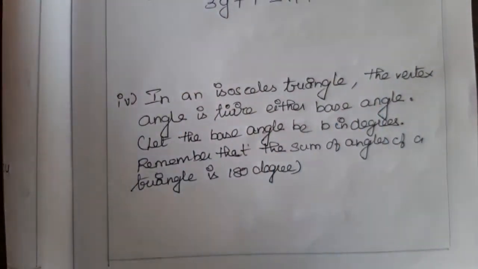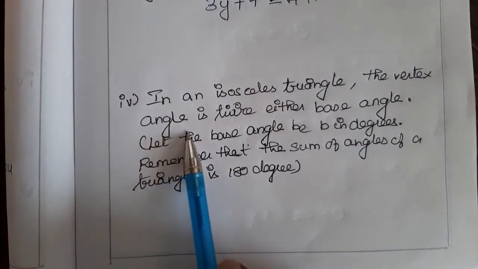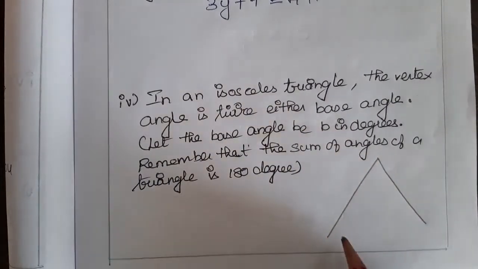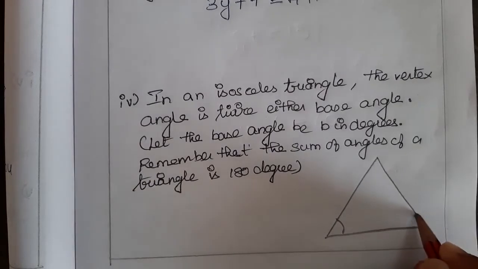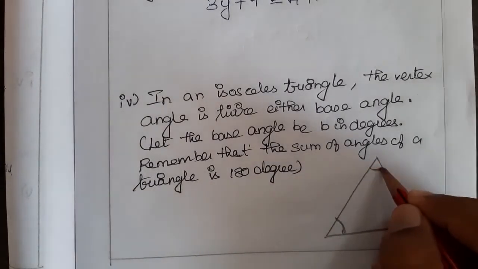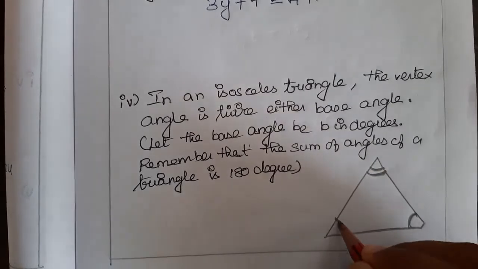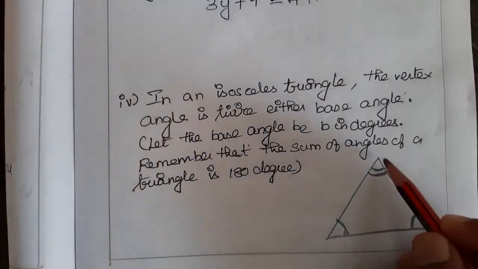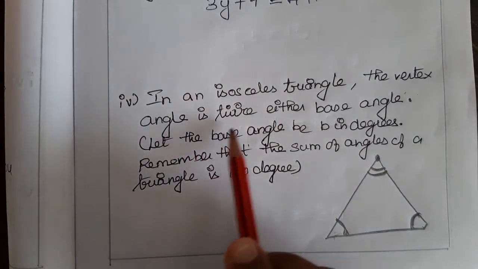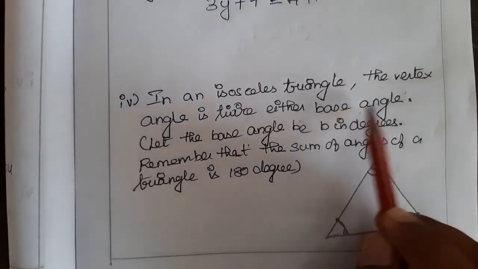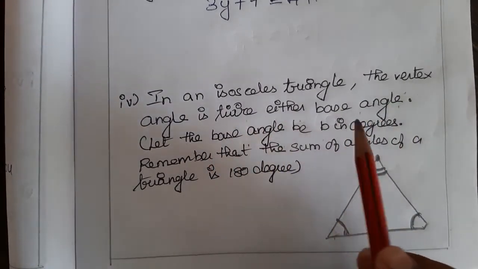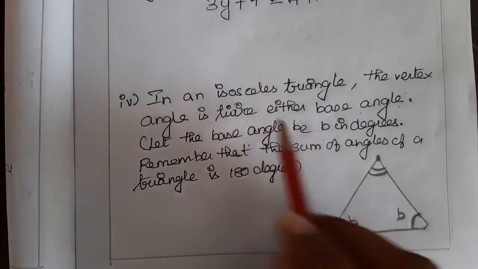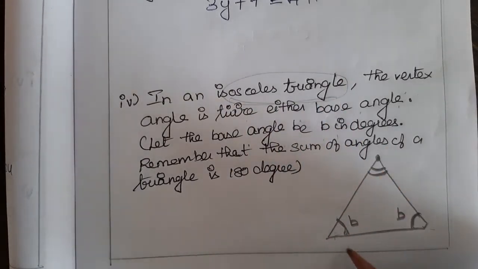In an isosceles triangle, the vertex angle is twice either base angle. So in an isosceles triangle, 2 sides are equal. These 2 angles will be equal and this one will be different. So we put 2 curves on these and a single curve on this one, since these are the same and this is different, right? The vertex angle, the top angle, is twice either base angle. So let the base angle be B. Both are B since the angles are equal, since it is an isosceles triangle, 2 sides are equal as well as 2 angles are equal.